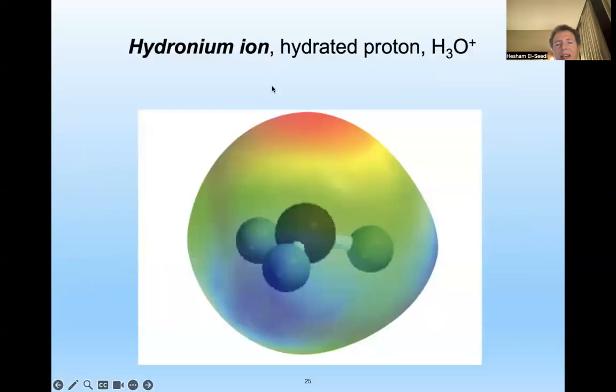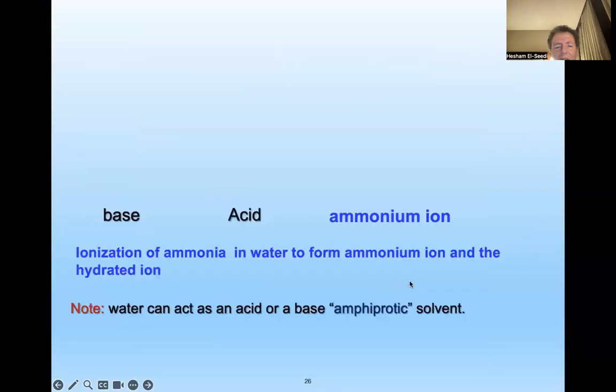So this is a hydronium ion. As I told you, it is oxygen surrounded by 3 protons. It should be only 2, and that's why it is positive. So this shows you why we put a positive charge on the hydronium ion.